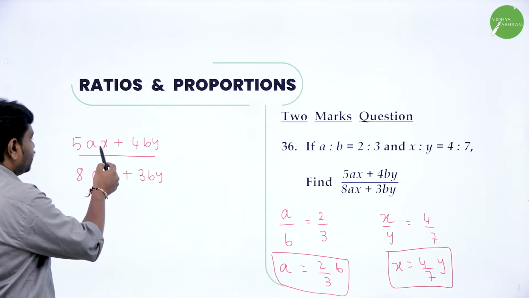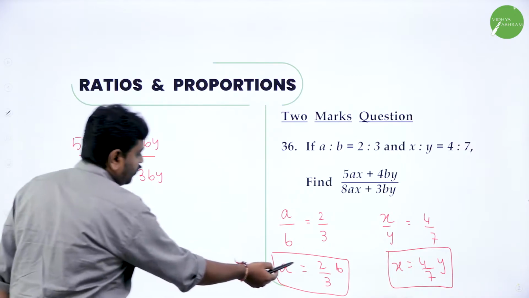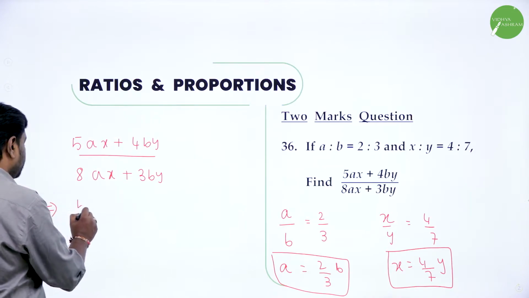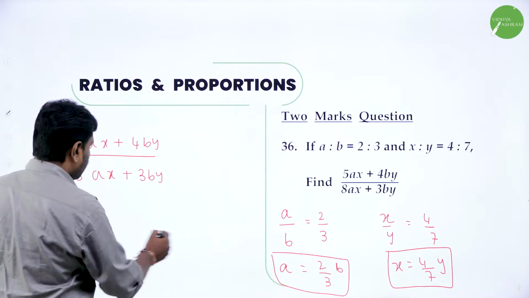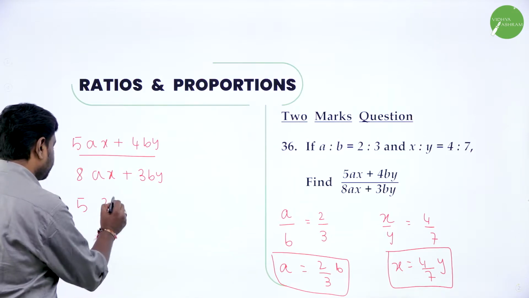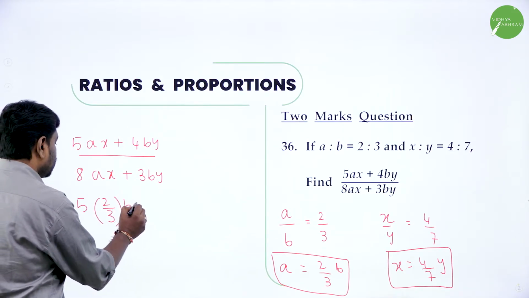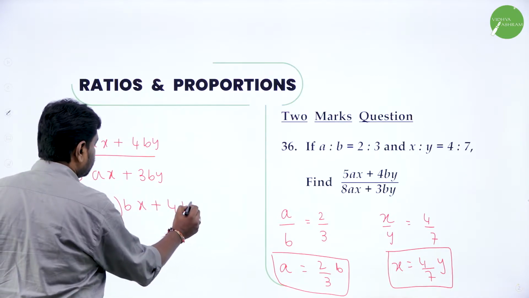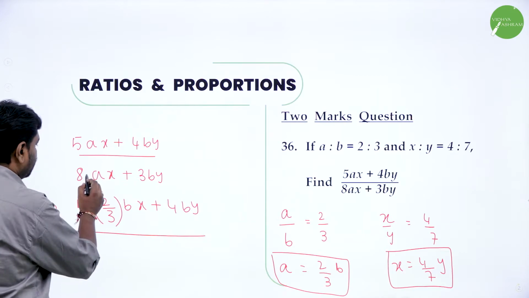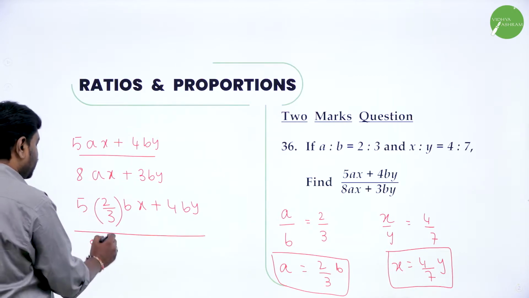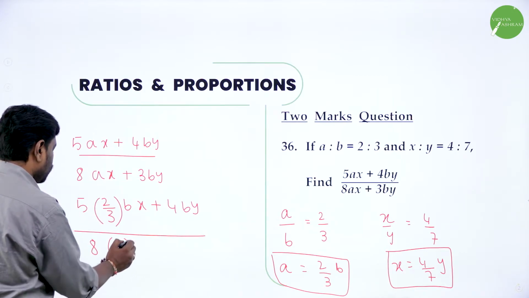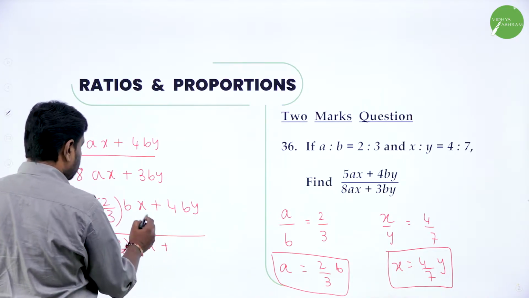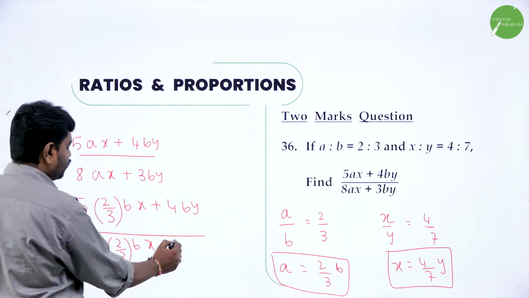In the place of a, you put the value of a. What is the value of a? 2 by 3b. So that implies 5 will be as it is. In place of a, you can substitute 2 by 3b into x, plus 4by, divided by denominator 8ax. In place of a, again write 2 by 3b into x plus 3by, so at the same time you can also substitute for y.